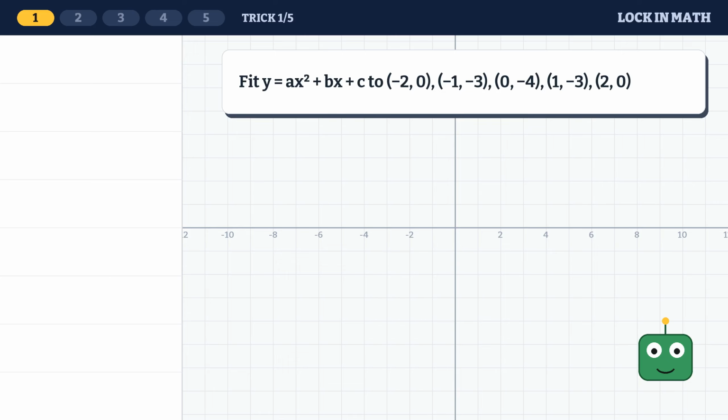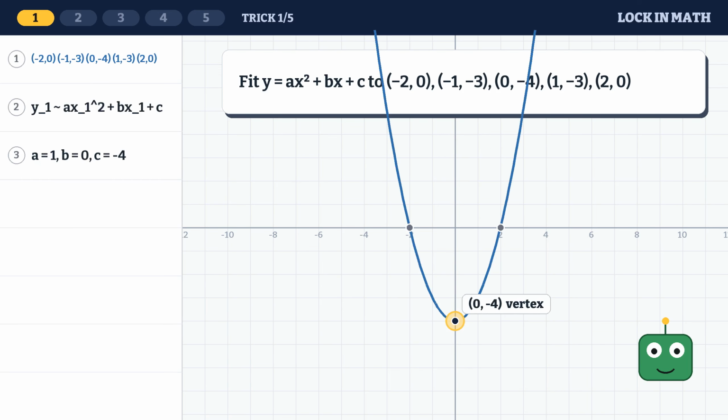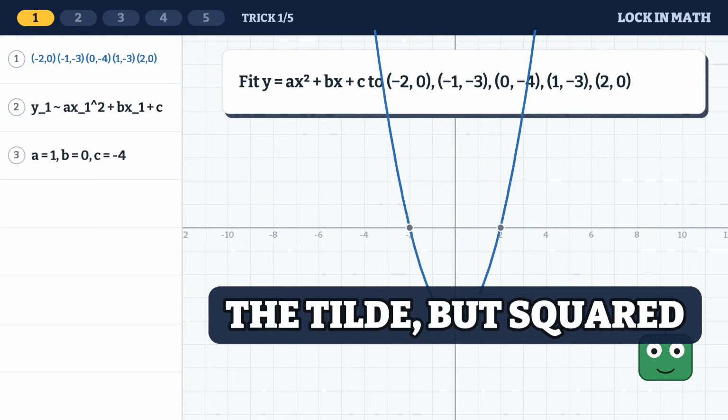Move 1, quadratic regression, the tilde's big brother. Sometimes the table curves instead of climbing in a straight line. Make the table, then type y1 tilde x1 squared plus bx1 plus c. Desmos fits the whole parabola and hands you a equals 1, b equals 0, c equals -4. Now you can predict any y or read the vertex instantly. Most students have no idea Desmos even does this one.